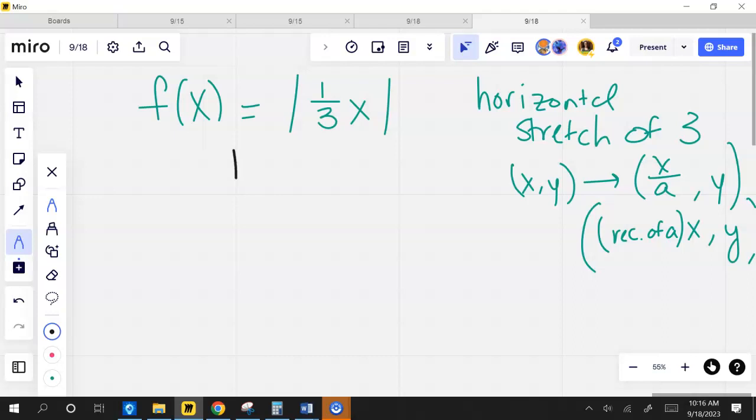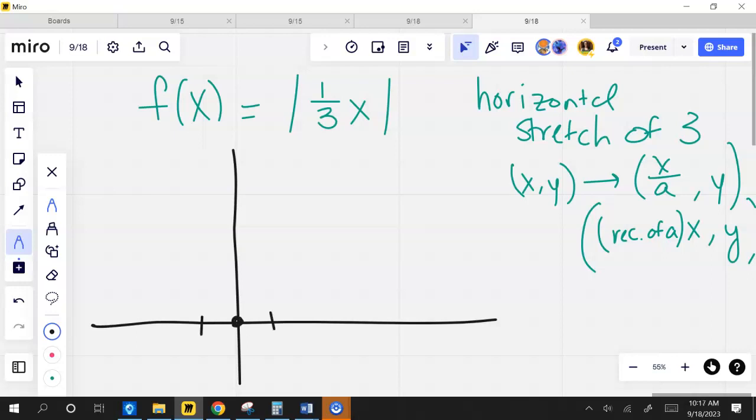All right, so I'm going to think about that parent graph, right? (0,0), (1,1), (-1,1), excuse me. A is 1/3, but the reciprocal of A is what you multiply x by. That's right, which are the same thing. All right, so I've got 3 points here. And I always come out to the side when I'm first showing you how to do this so you can see how this is going.